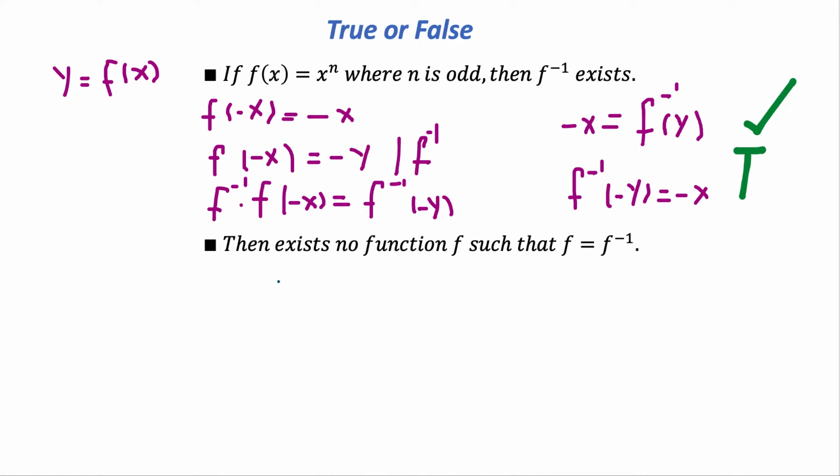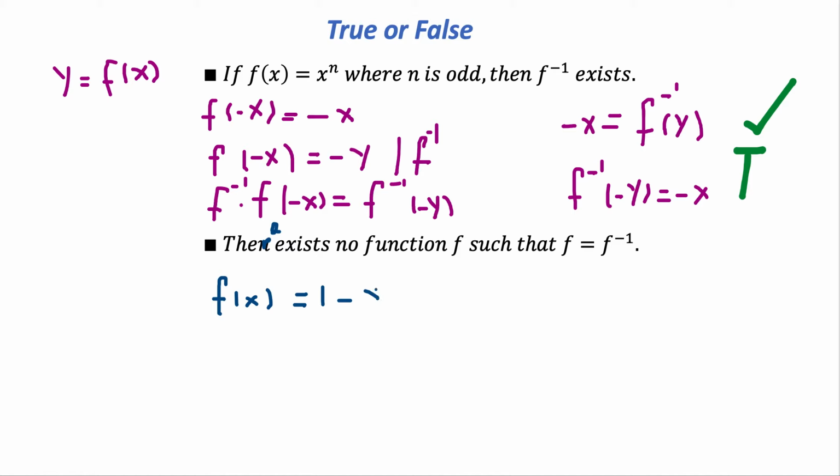Now I'm going to the second statement. And the second statement says there exists no function f such that f is equal to f minus 1. If we want to prove this, we can go with a counterexample. If we find one example that does not satisfy this statement, then this is not true. So one good example is, for example, f of x is equal to 1 minus x.